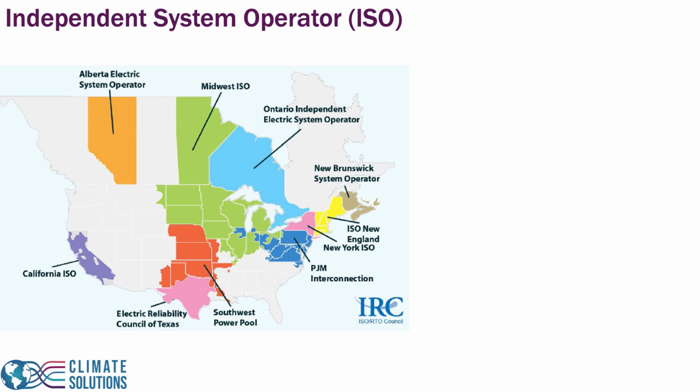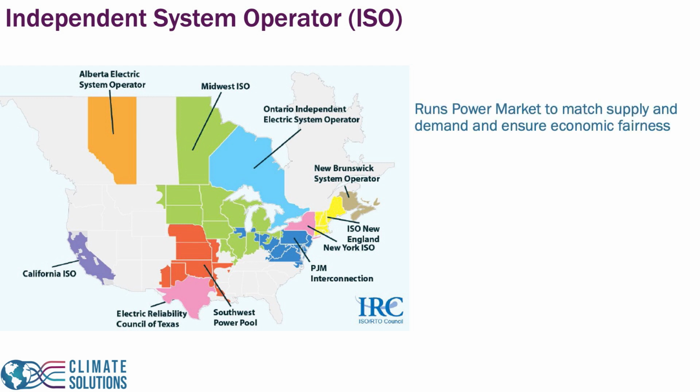So what do I mean by that? They run a power market that is set up to ensure that supply and demand are met and to ensure economic fairness. They provide wholesale prices for different services. So you may not know this, but the price that a giant consumer of electricity pays for electricity is different from what you pay at your house. There are wholesale and retail prices. There's actually prices in between.